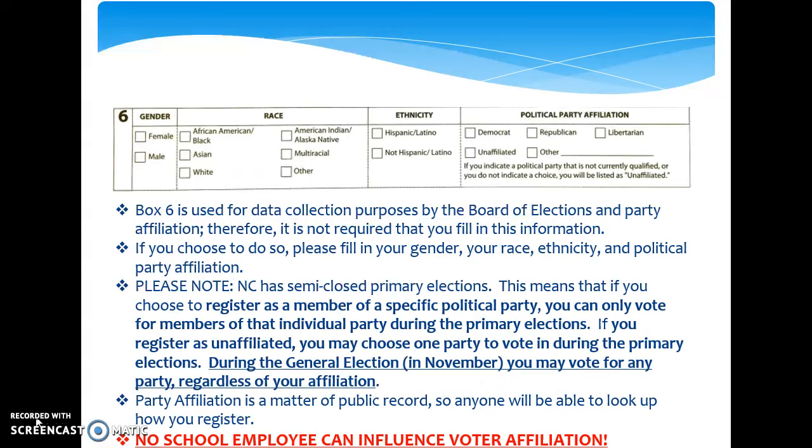Box 6 is used for data collection purposes by the State Board of Elections and party affiliation. Therefore, it is not required that you fill in this information. If you choose to do so, please fill in your gender, your race, ethnicity, and political party affiliation.